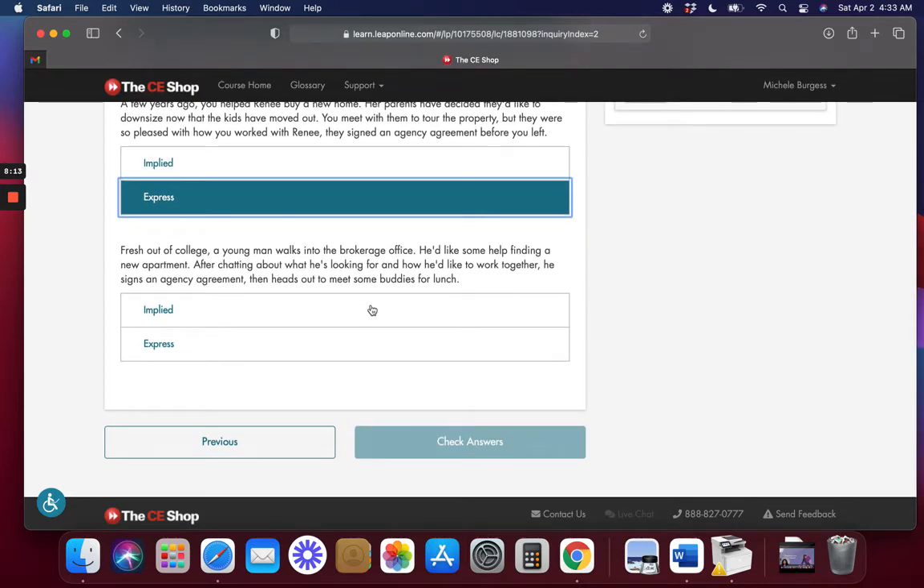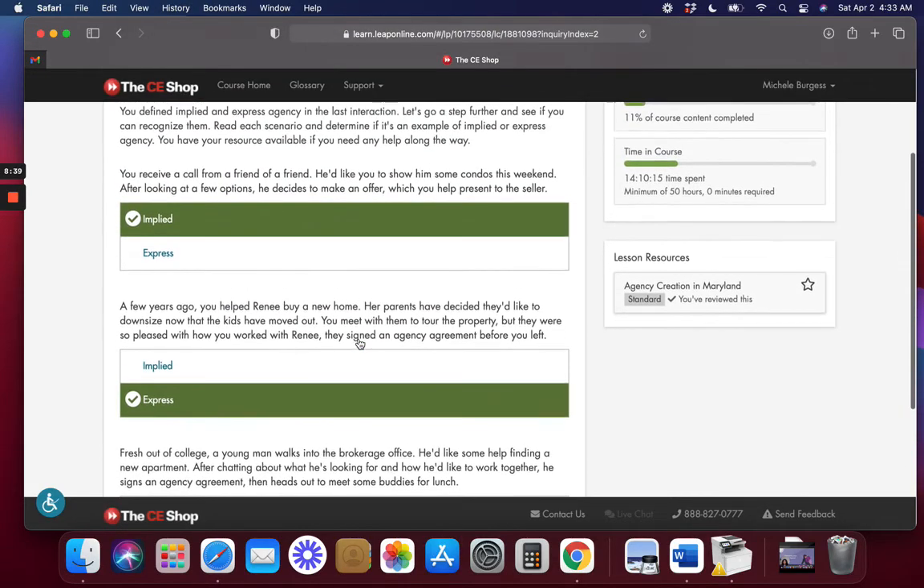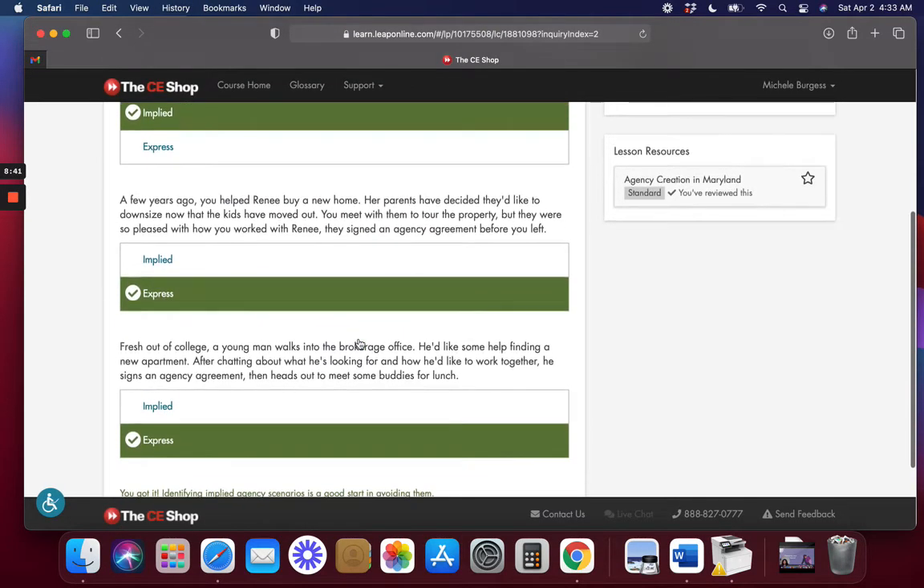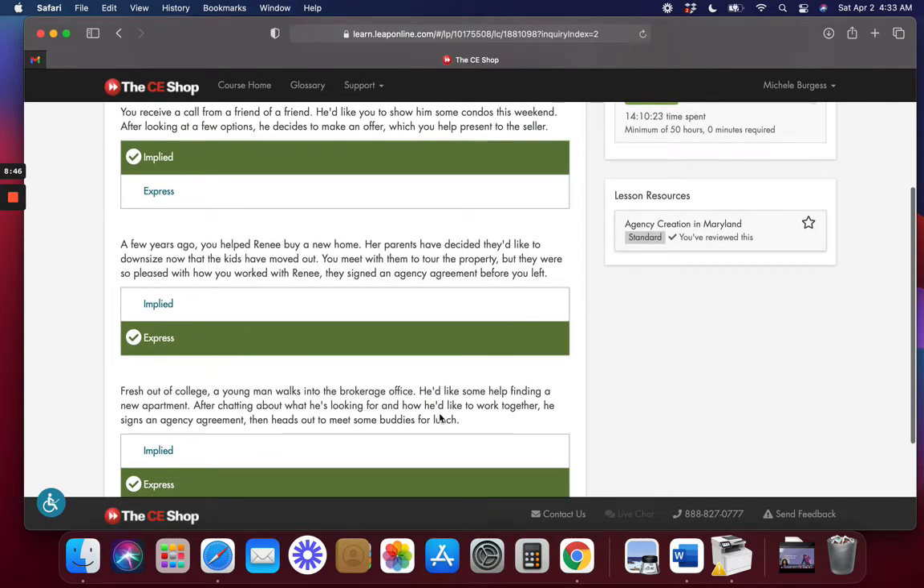Fresh out of college, a young man walks into a brokerage office. He'd like some help finding a new apartment. After chatting about what he's looking for and how he likes to work together, he signs an agency agreement and then heads out to meet some buddies for lunch. So I would say it's express. Let's see if we're correct. Okay, so anytime they sign anything, it looks like it's express. If they don't sign anything, it's just implied. If anybody wants to take a screenshot of any of these to help them, that would be fine.